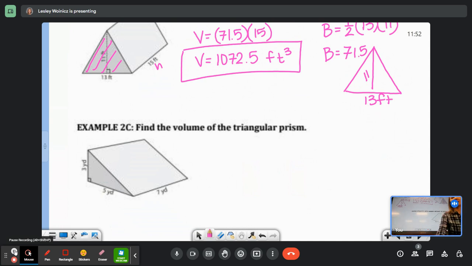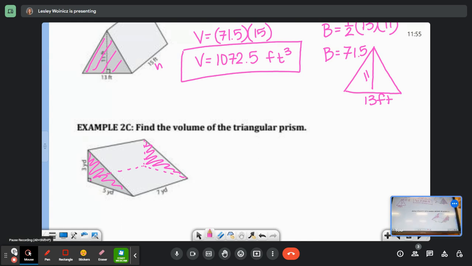Okay, I want everybody to take a second to figure out where the base is. Okay, so it's tempting to say that this is the base, right? But it's not. That is not the base. That's just the face that it's resting on. We don't have a face that's congruent to that one. The bases would be this face and this face. Those are the base faces.